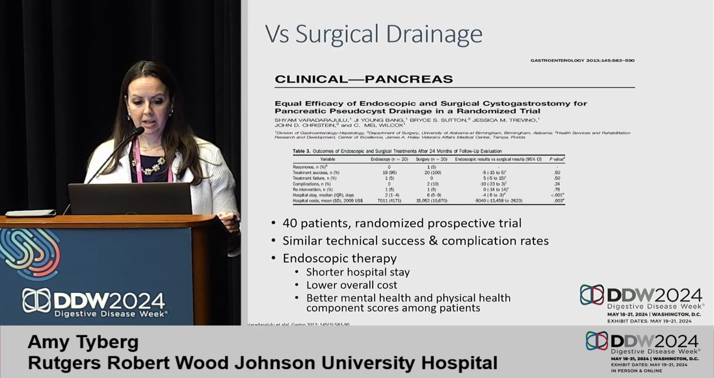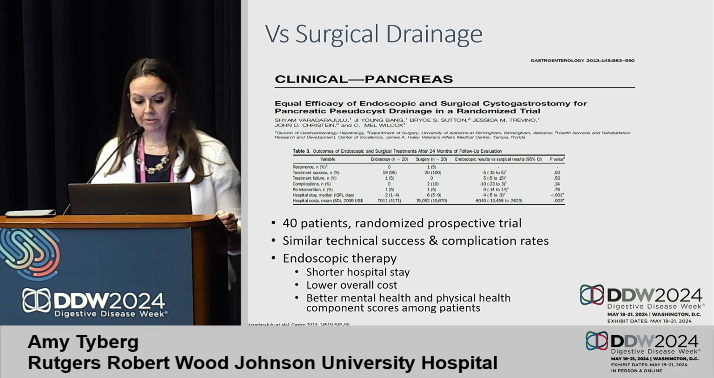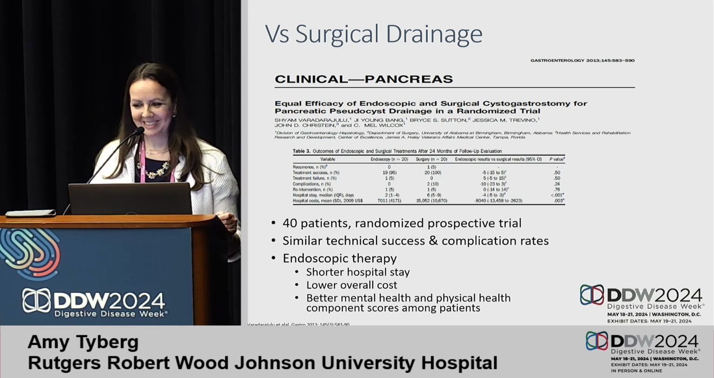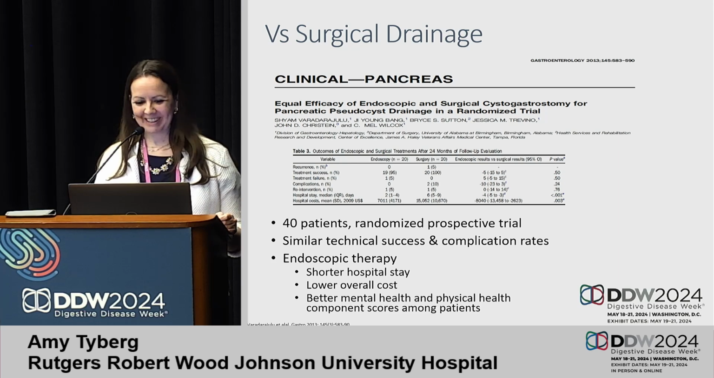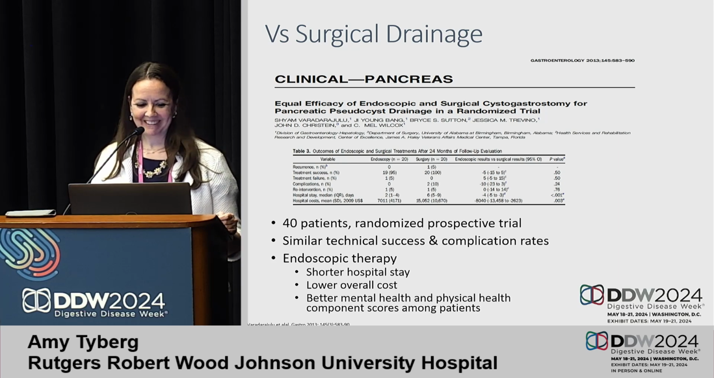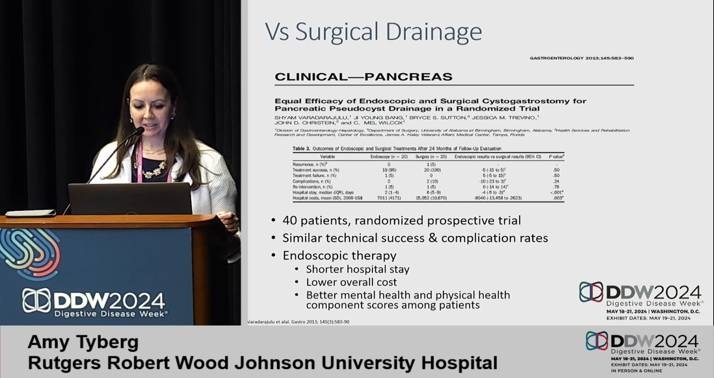advantage. And this is actually a randomized trial a couple of years ago, 2013, so actually quite a while ago now, but still important. This was 40 patients that were randomized. And again, technical success, adverse events, similar between the two groups, but there were some benefits of the endoscopic arm, including shorter hospital stay, lower costs, and better mental health and physical health component scores.